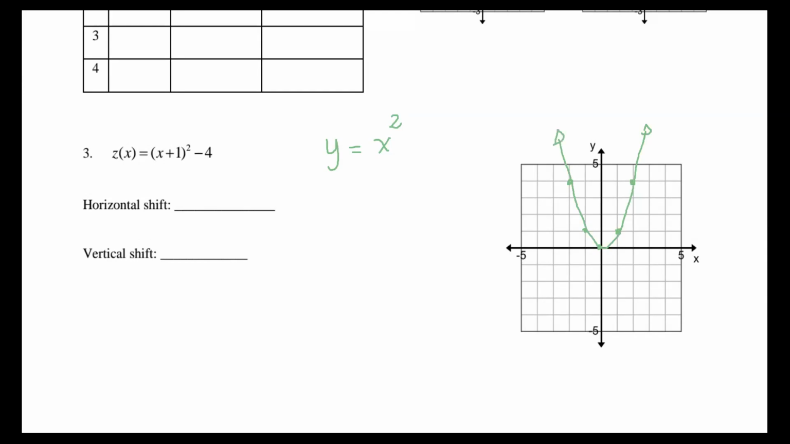And then since it's plus 1 inside the x value, that means the horizontal shift. Since it's plus, we have to move to the left. So 1 unit to the left. And the vertical shift is -4. That means 4 down.